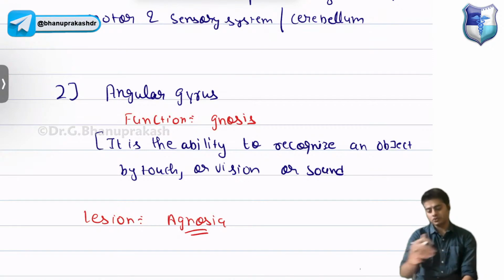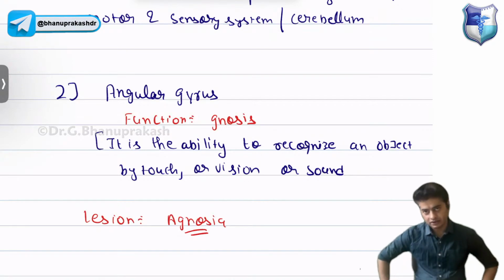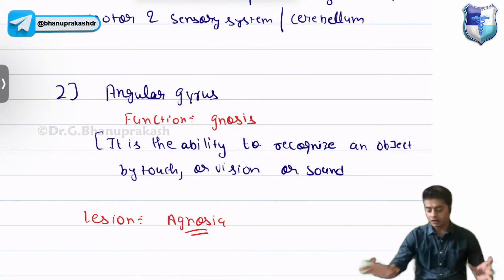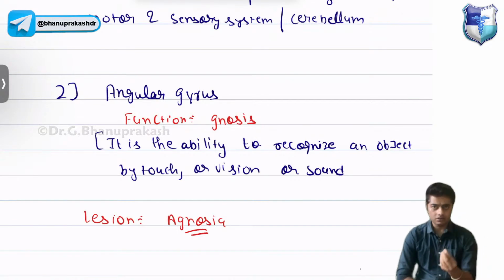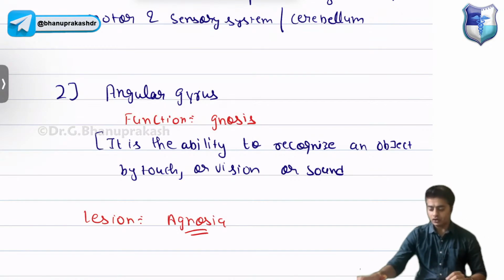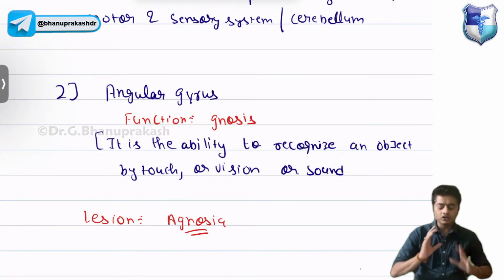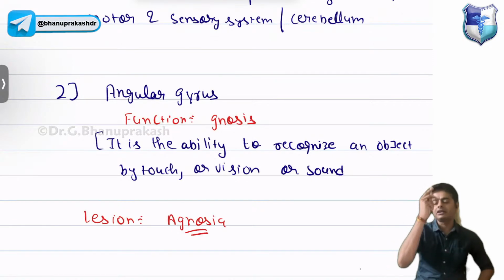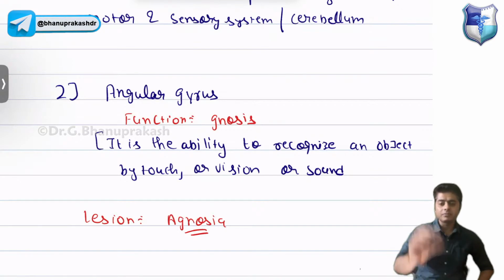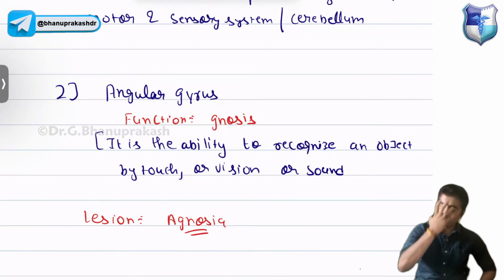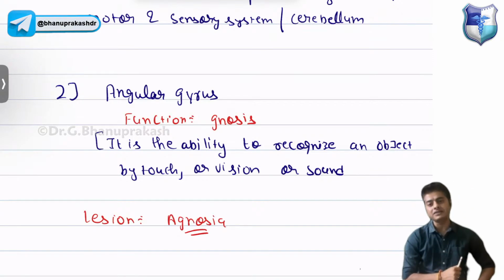What is agnosia? Now suppose my angular gyrus is affected. It is the ability to recognize any object. Now suppose my touch part is affected. Normally, if I close my eyes, I can recognize this by touching: this is the pencil. But in agnosia, if my touch part is affected, when I close my eyes, can I tell this is a pencil? No, I can't.